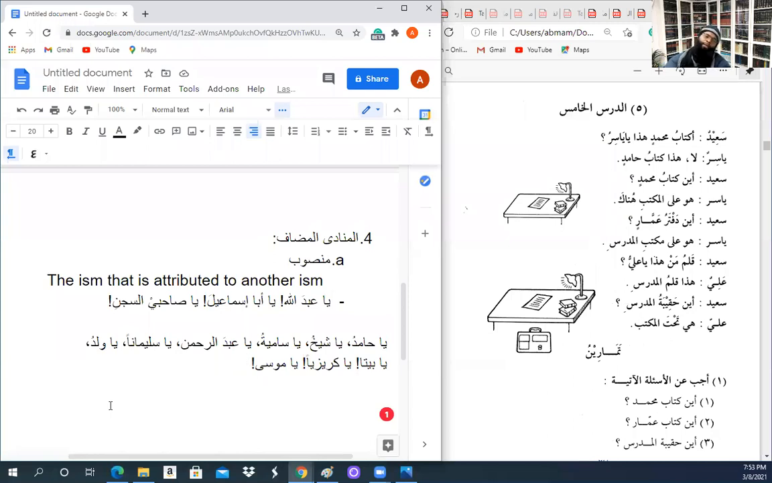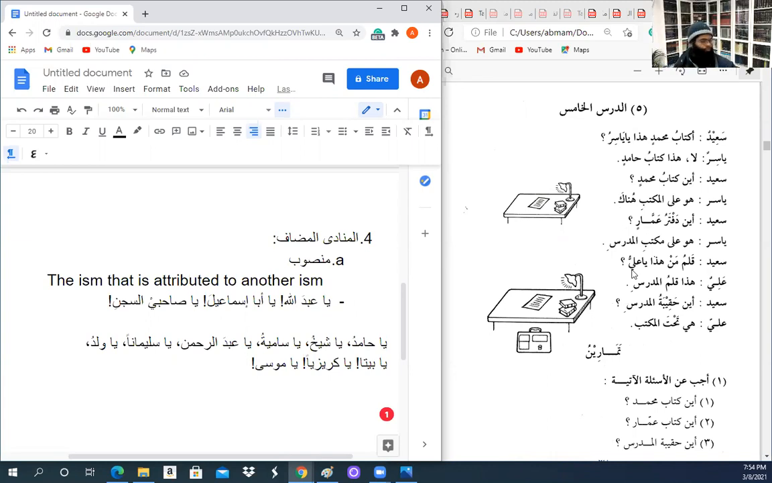And again, this is because Nida is mentioned here. Ya kitabu Muhammadin hadha ya Yasiru. What kind of Nida is Yasiru? What kind of munada is it? مفرد علم. Mufrad alam. And going down. قلم من هذا يا علي. يا علي. Same. مفرد علم. Yep. What about يا أبا إسماعيل? Number 4. Mudaf. نعم منادى مضاف.